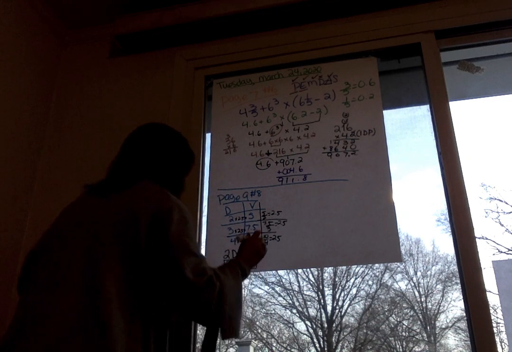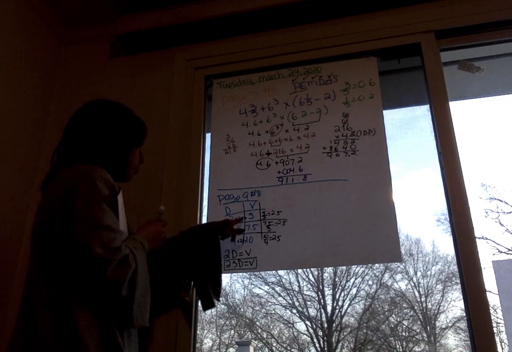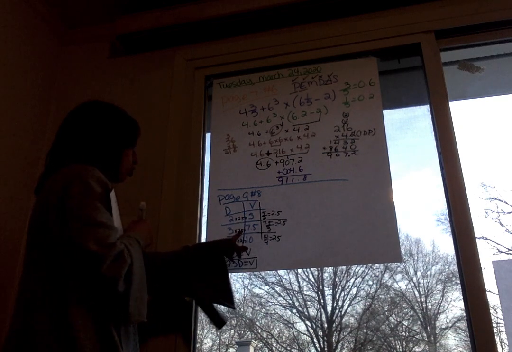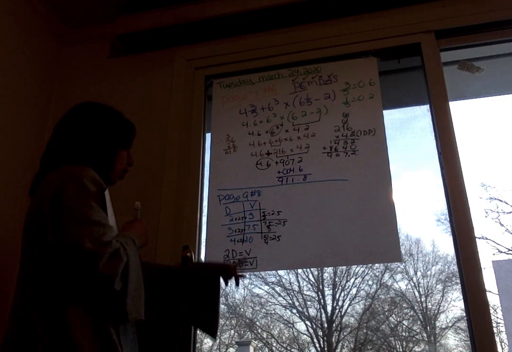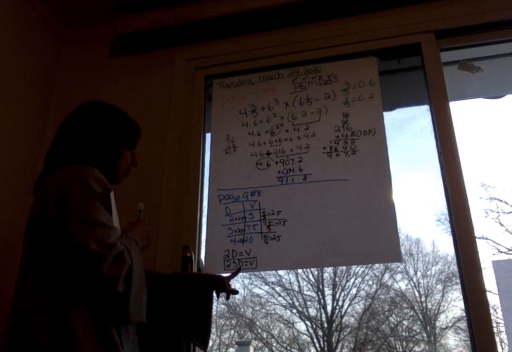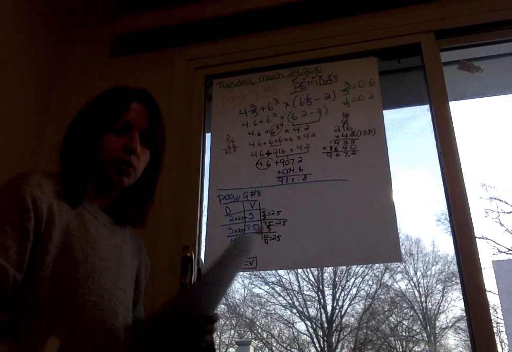That is my equation. So 2.5 times 2 gives me 5. 2.5 times 3 gives me V. 2.5 times 4 gives me 10. Now, let's go on the other side.